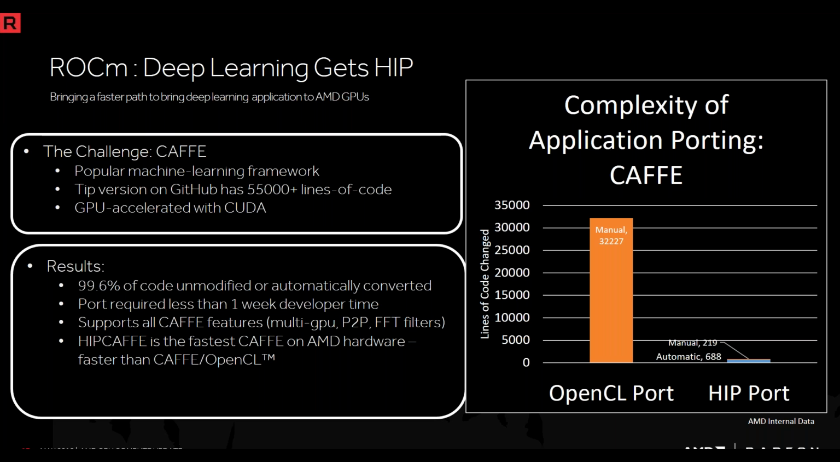HIP Caffe is the fastest Caffe on AMD hardware. We have several ports of Caffe on AMD platforms, including Caffe OpenCL, and we found that this is one of the fastest running Caffe on AMD GPUs. On the right hand side, it shows that the complexity is significantly reduced because we convert to HIP, and very few lines of code, let's say 200 or 300, have to be done manually.